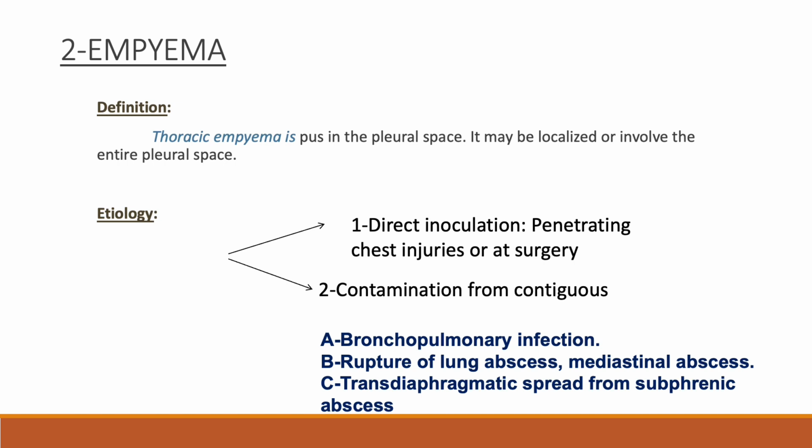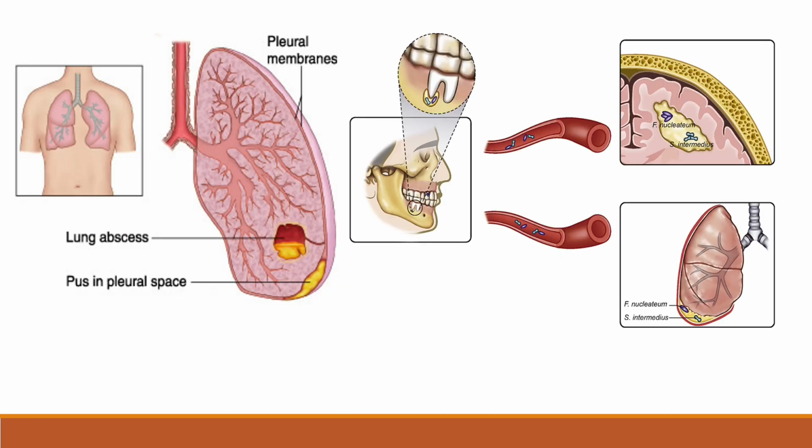It could also be rupture of a lung abscess. It could be extension from mediastinitis, whatever the cause. It can also spread from the abdominal contents across the diaphragm, or it could be hematogenous spread from elsewhere in the body. So this is a lung abscess rupturing, causing pus in the pleural space. There's also odontogenic abscess, or patients who have infective endocarditis, for example, and then it spreads through the body.